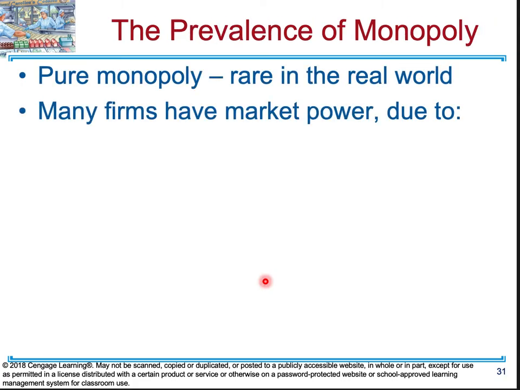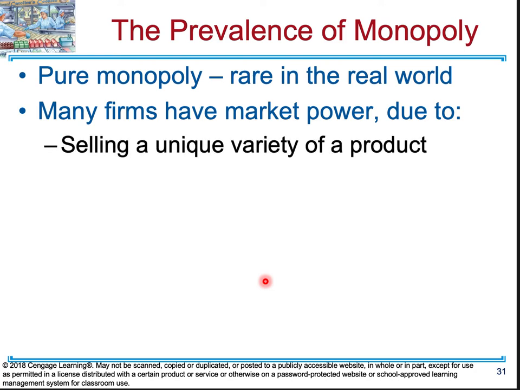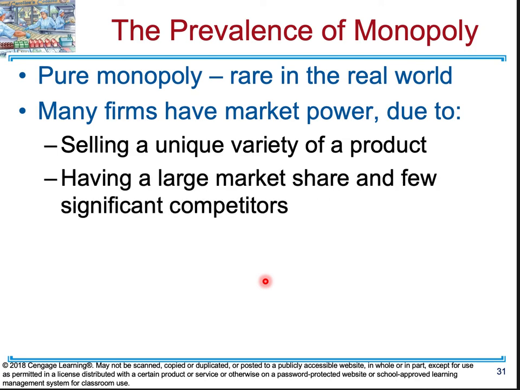All right, so pure monopolies are rare in the real world. Many firms have market power due to selling a unique variety of products. If you can differentiate your product, you can charge a higher price. You can have market power, and also having a large market share and few significant competitors. For example, when you look at the cellular service companies, AT&T, Verizon, T-Mobile, they act very similar to monopolies, but there's still competition available there. We'll talk about those in next week's lecture.